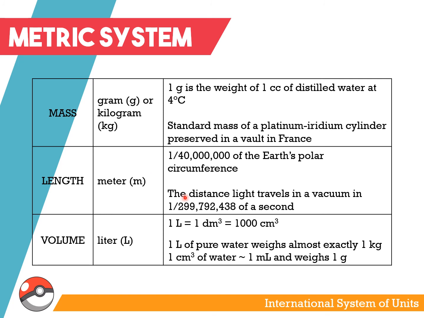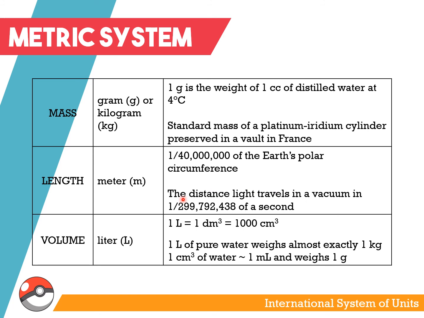Next, for length, we have meter. The basis for this during the old times is 1 over 40 millionth of the Earth's polar circumference. But today, it is defined as the distance light travels in a vacuum in 1 over 299,792,458 of a second. So this is the speed of light.